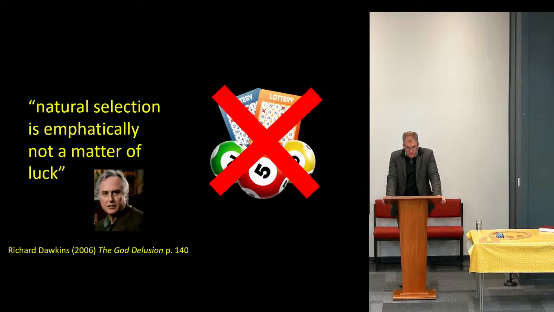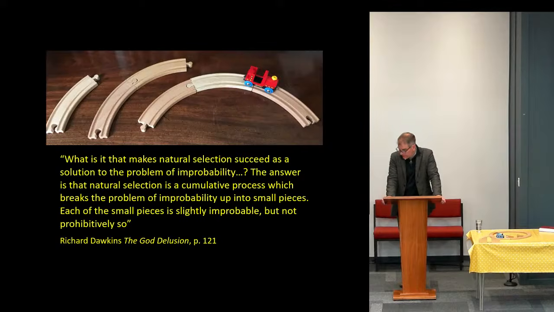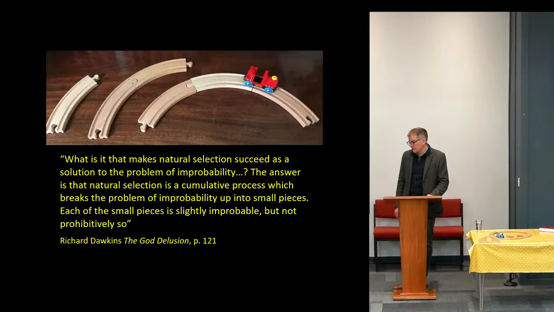So it's really important to note here that Richard Dawkins' case for atheism, as a leading atheist, is all about eliminating luck as an explanation for how we got here. And he says Darwin can do that for us. Well, how does that work? What is it that makes natural selection succeed as a solution to the problem of improbability? The answer is that natural selection is a cumulative process which breaks down the problem of improbability, breaks it up into small pieces. Each of the pieces is slightly improbable, but not prohibitively so.